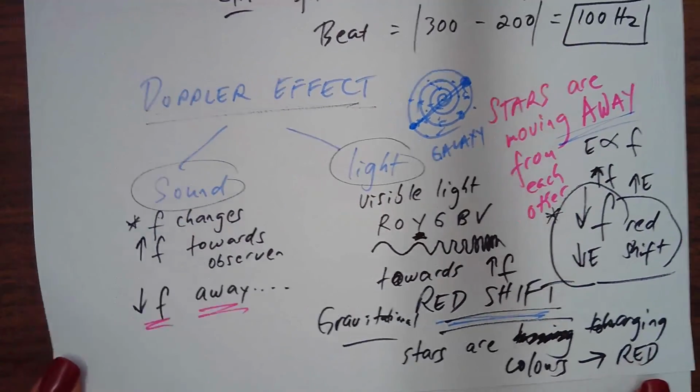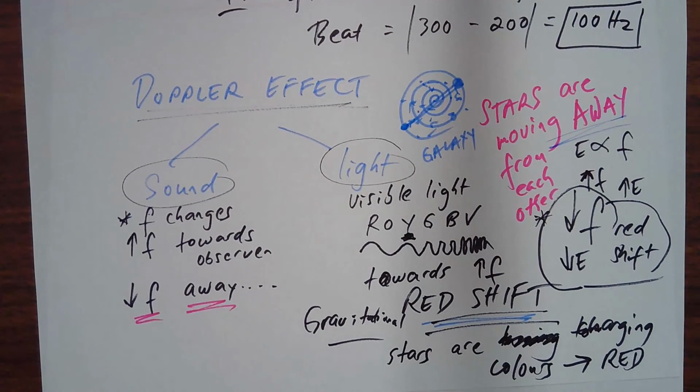So that is a very big universe, and this is the conclusion that we came up with from the Doppler effect of light: that stars are moving away from each other, galaxies are moving away from each other. We call it gravitational redshift. So therefore, the universe is expanding. Do you guys know what that means? Doesn't that blow your mind when I just told you that the universe is expanding?